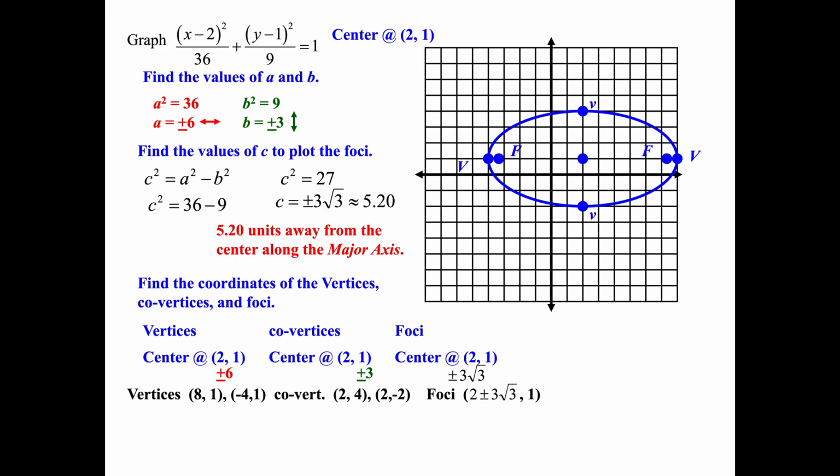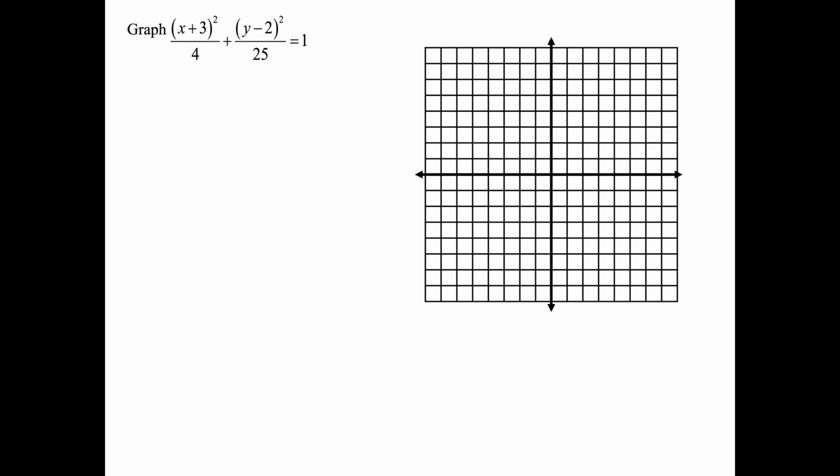Okay, next example. x plus 3 squared over 4 plus y minus 2, all that squared over 25. Find the x, change the sign, -3. Find the y, change the sign, +2. That's my center. Plot that point.